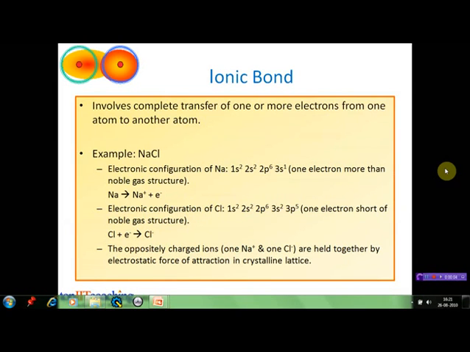Now let's start with ionic bonding. Ionic bonds are formed when electropositive elements react with electronegative elements. Let's consider the case of sodium chloride, that is NaCl. The electronic configuration of sodium is 1s2, 2s2, 2p6, 3s1. We observe that the first and the second shell are full and the third shell has one electron.